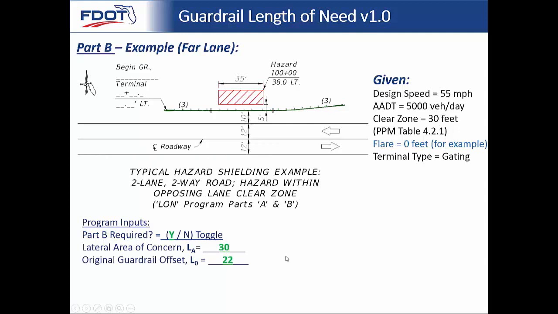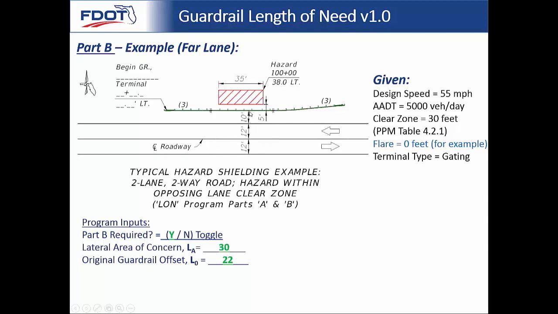The original guardrail offset, LO. Okay? Now, rather than in the Excel sheet put in lane widths and where the center line's located and all these different things, we're going to keep it simple, just like AASHTO does it. And whatever lane we're designing for, we're just going to measure from the edge of that lane. So in this case, it's 12 plus 10 equals 22.